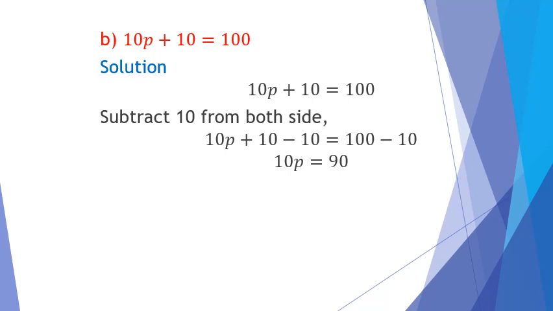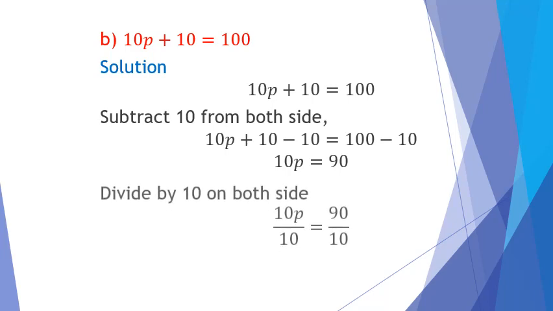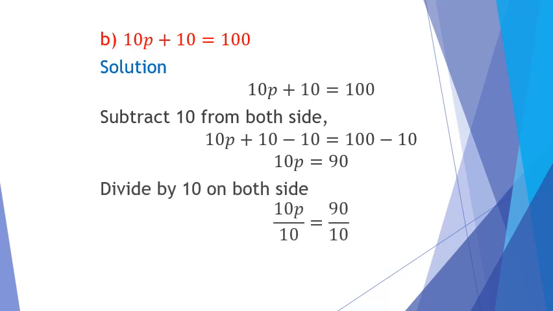Now, to separate p, you have to divide by 10 on both sides. So, we get 10p upon 10 equal to 90 upon 10. After cancelling, we get p equal to 9. So, p equal to 9 is the solution.